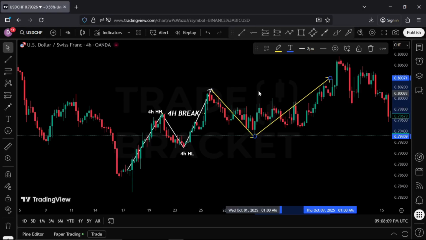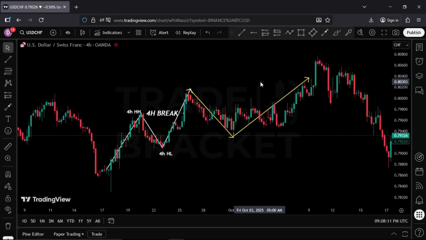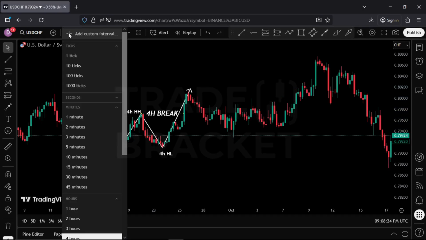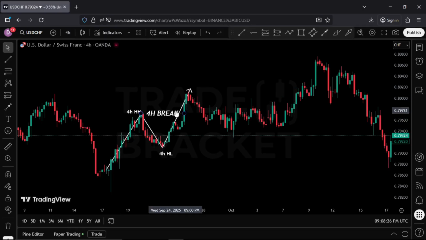Now I want to go to the 15-minute time frame, and I want to mark the market structure of this pullback. Let me go ahead and delete this. Then I'll go to the 15-minute time frame, because remember, on the high time frame, we want to identify the directional bias.